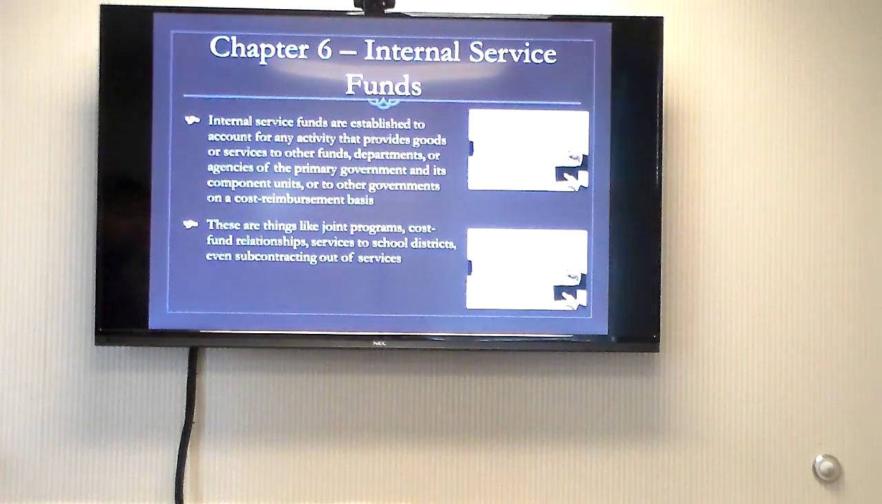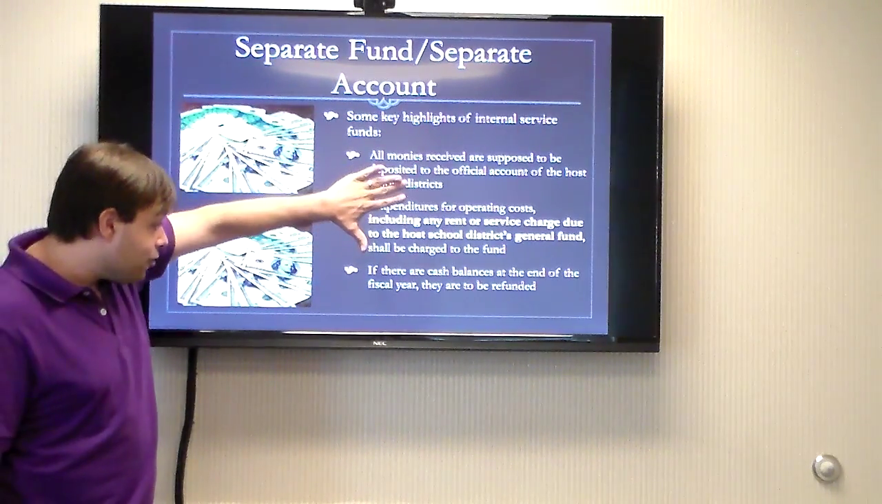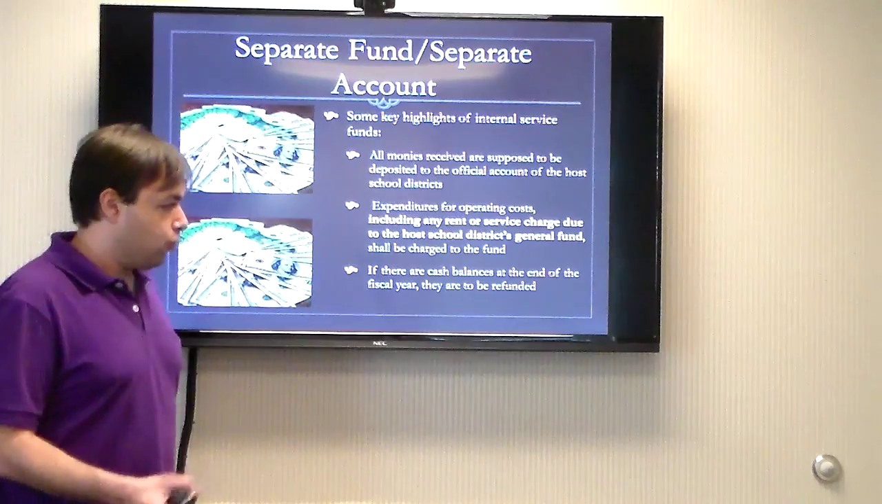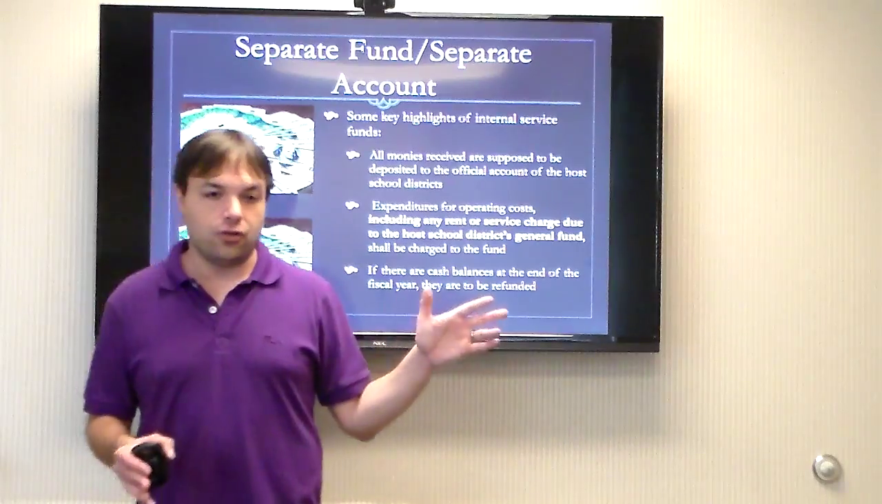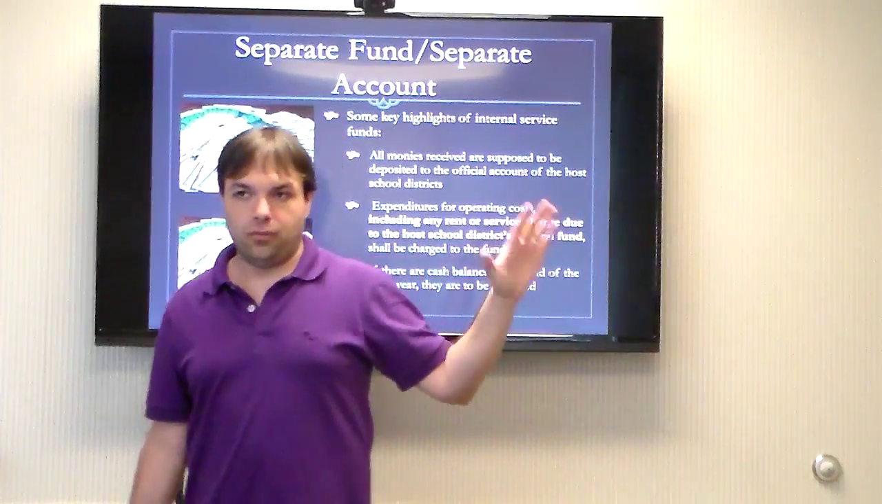So Chapter 6 is your internal service funds. This is pretty simple. These are things that are just your joint programs, anything that's subcontracting out of services. They tend to come in here. There's really not much to say about this. One of the key ideas that I think is worth noting is that any rent or service charge due to the host school district's general fund should be charged to the fund. So basically what that means is that if you're getting rent or you're renting out a facility, that's charged in a separate fund and a separate account than a general fund structure.